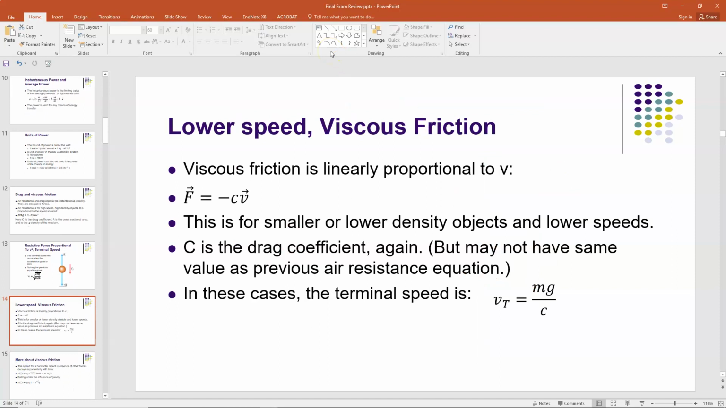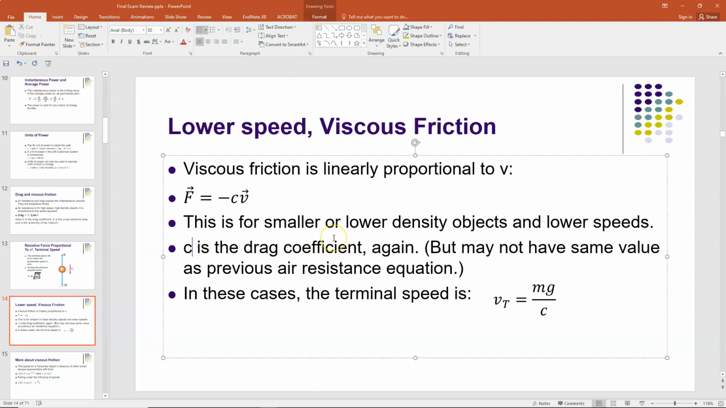Viscous friction is linearly proportional to the velocity. This is the kind of thing that you'd have for smaller or lower density objects and lower speed or more viscous media. In this one, the formula for viscous friction is F is equal to minus C V, where C here is the drag coefficient again. Usually we use a lowercase c. It auto-corrected me to an uppercase, so it's supposed to be a lowercase c. Now, it's not going to have the same value of the drag coefficient. It's not even got the same units. In this case, the terminal speed would be mg over c.